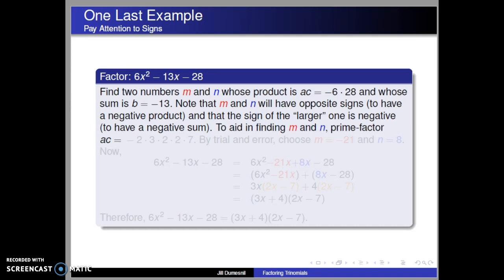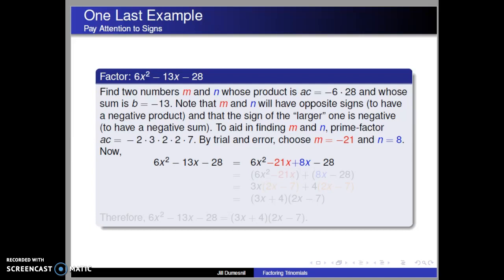Notice also that the product AC doesn't need to be computed. We need to find appropriate factors of it, so it will help to finish prime factoring. We can prime factor AC as negative 2 times 3 times 2 times 2 times 7. So we see our original negative 6 times 28. We now can find m and n by trial and error. To make the product, we have to use all of those 5 prime factors, and we need to arrange them in such a way that they will add to negative 13. If we choose m to be negative 21 and n to be 8, we see that m plus n is negative 13.